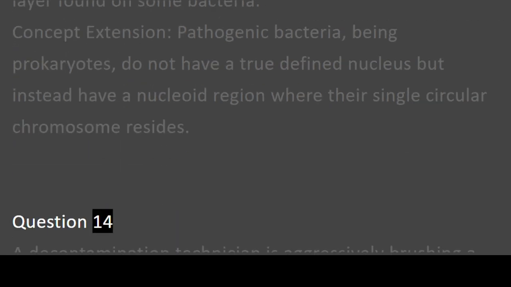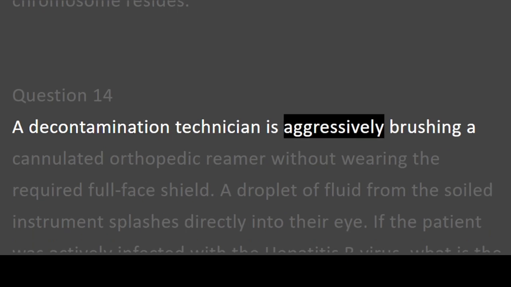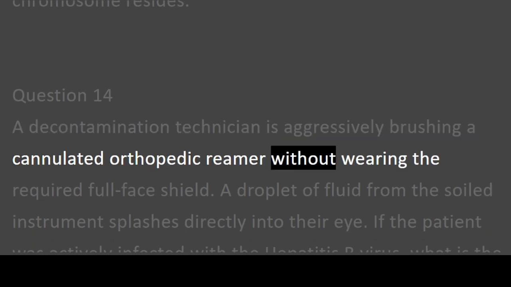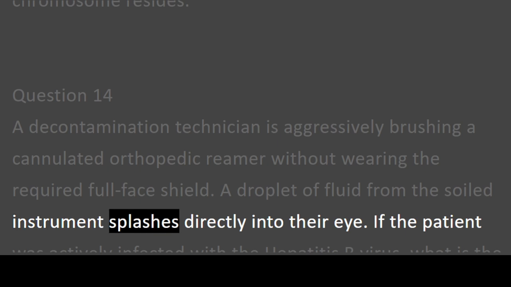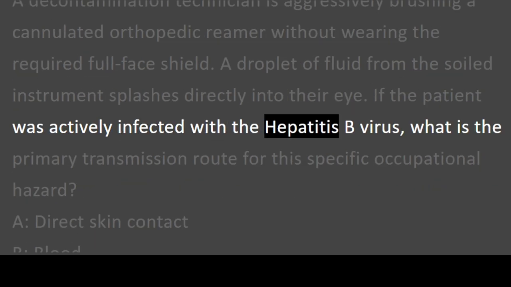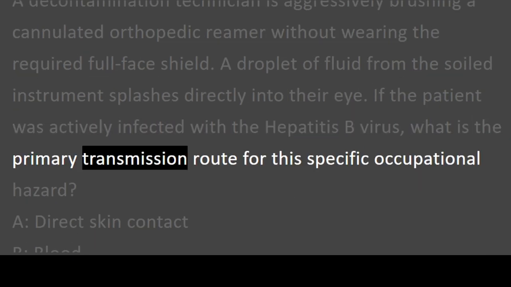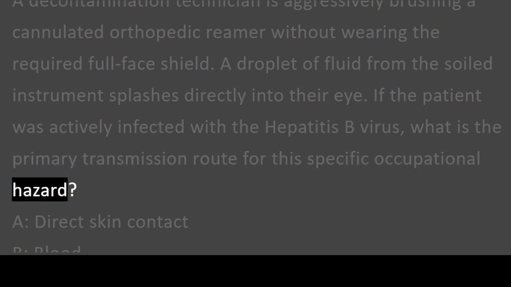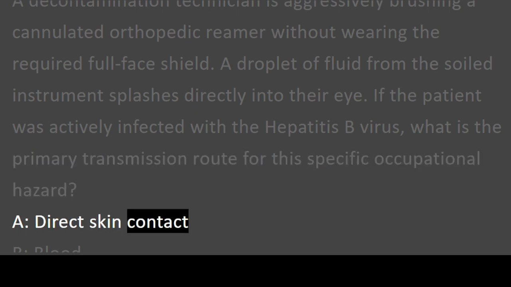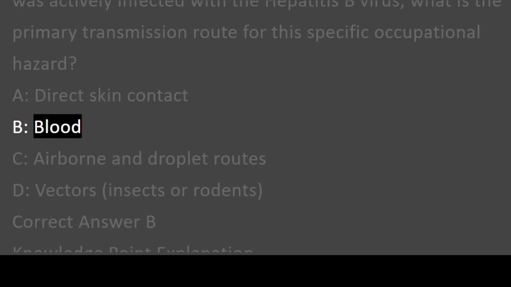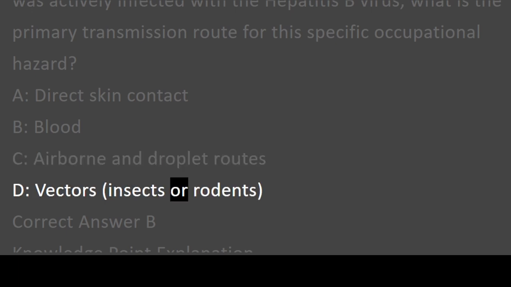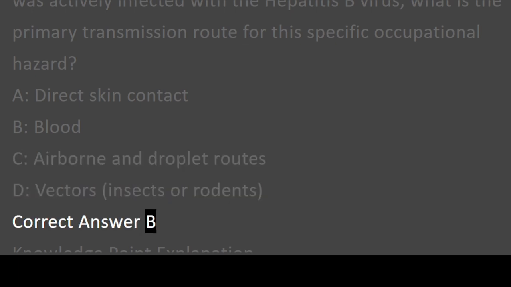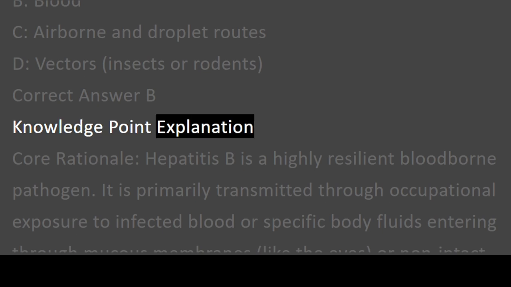Question 14. A decontamination technician is aggressively brushing a cannulated orthopedic reamer without wearing the required full-face shield. A droplet of fluid from the soiled instrument splashes directly into their eye. If the patient was actively infected with the hepatitis B virus, what is the primary transmission route for this specific occupational hazard? A. Direct skin contact. B. Blood. C. Airborne and droplet routes. D. Vectors, insects or rodents. Correct answer B.